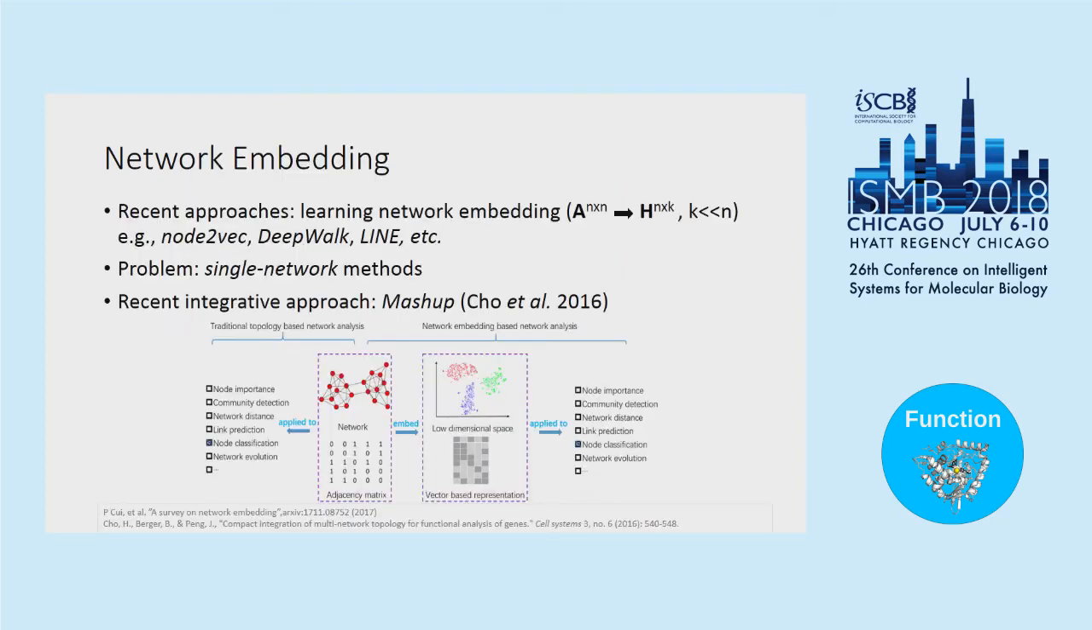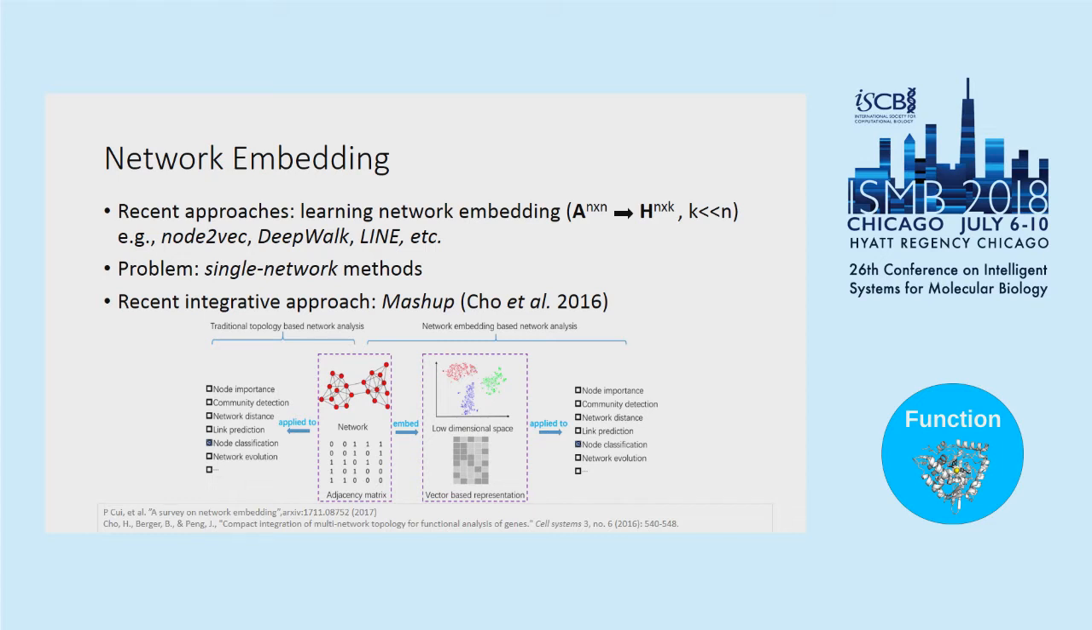So there are other types of methods that can be used for network integration, and there are network embedding methods, which are a very recent approach. The goal of network embedding is that you start with your network representing protein interactions, which is represented as an adjacency matrix, so an n by n matrix. And the goal is to learn a low-dimensional feature matrix n by k, where we assign a k-dimensional vector to every protein in a network, where k is much, much smaller than n.